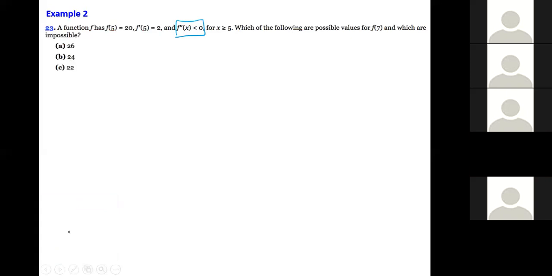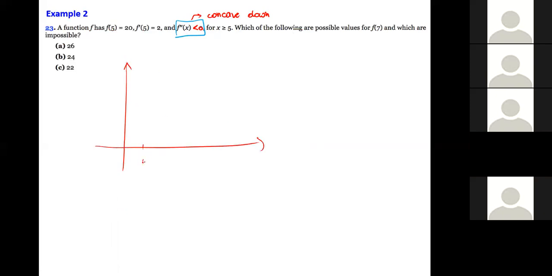All right, let's see what we have. First of all, what is this blue message telling me? Second derivative less than 0. What will be the shape of the function? Concave down or concave up? Concave, of course, down, because the second derivative is negative. Okay, I can try to draw the scenario.